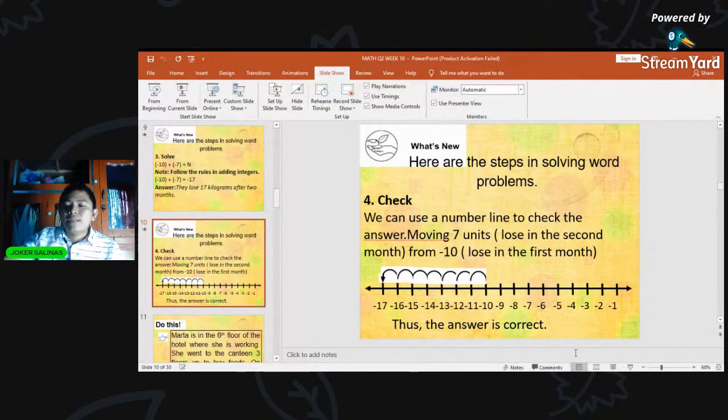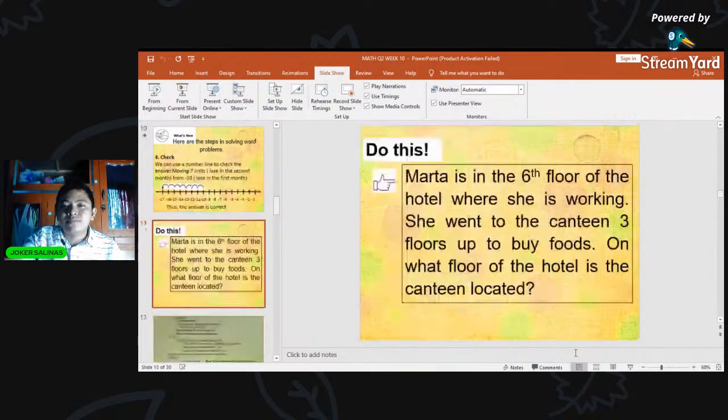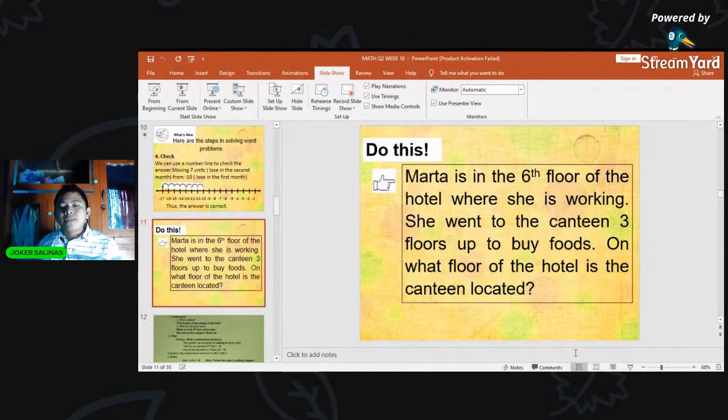Now you could try this one. Martha is on the 6th floor of the hotel where she is working. She went 3 floors up to the canteen to buy food. On what floor of the hotel is the canteen located? I will give you 1 minute to answer that question. Later on, we're going to reveal the answer. Your time starts now.